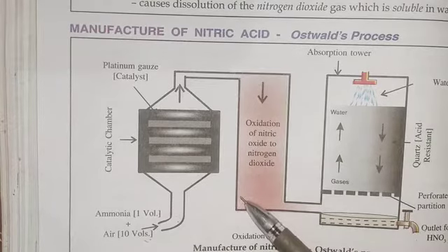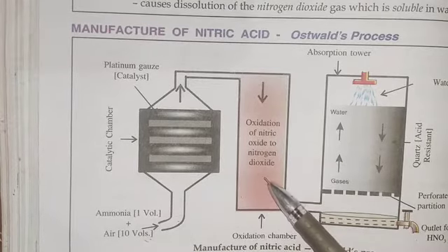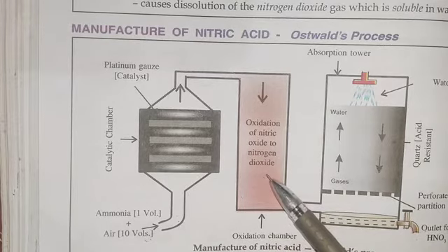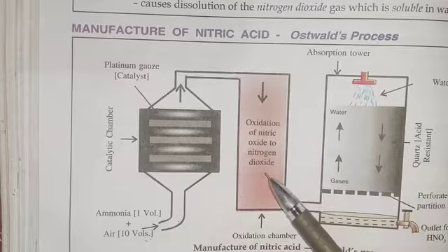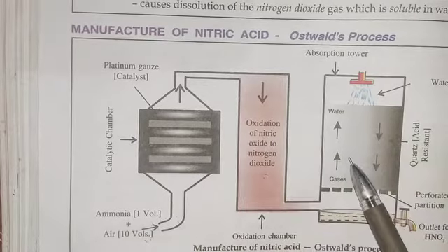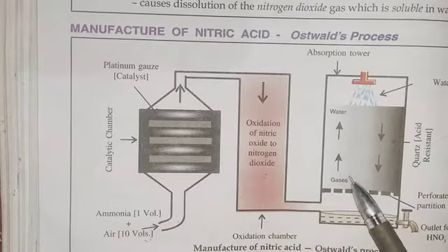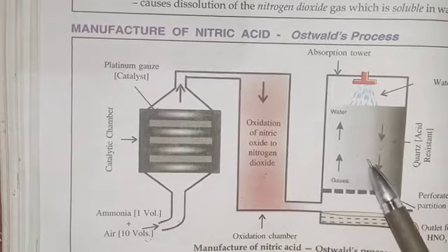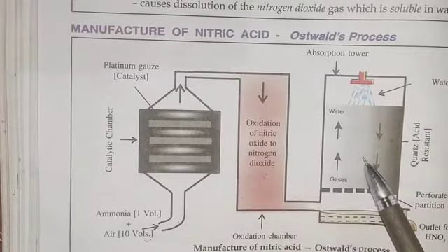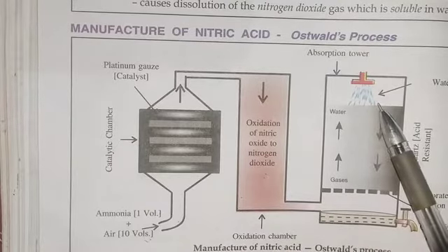In the oxidation chamber, oxidation of nitric oxide takes place and the nitric oxide converts to nitrogen dioxide. And the last one is the third step. This is the chamber, the absorption tower. Here the nitrogen dioxide is converted to nitric acid by absorption of water.